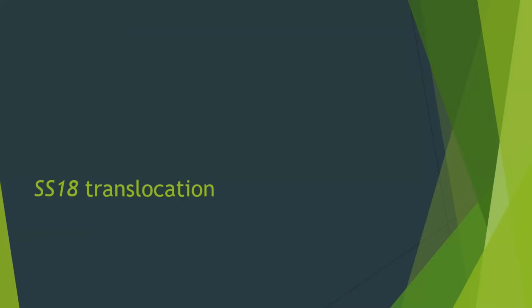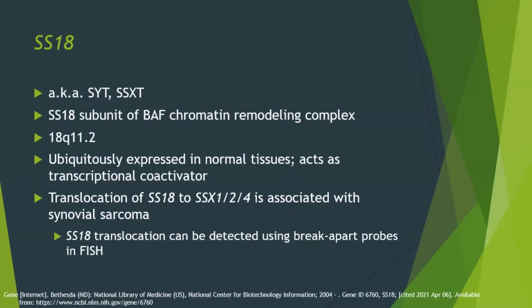So from EWSR1, let's now go to SS18. SS18, also known as SYT or SSXT, is a gene located at the long arm of chromosome 18. The normal protein product is ubiquitously expressed in normal tissues where it is presumed to act as a transcriptional coactivator. So translocation of SS18 to SSX1, 2, or 4 on the X chromosome is associated with synovial sarcoma, and this could be detected using break-apart probes similar to that one for EWSR1.